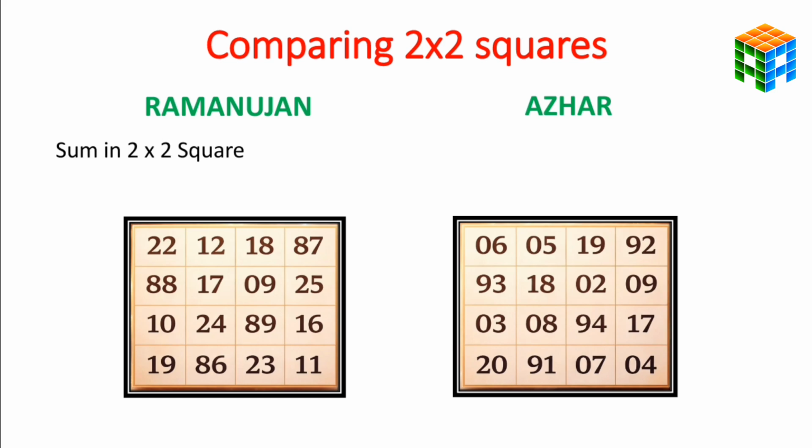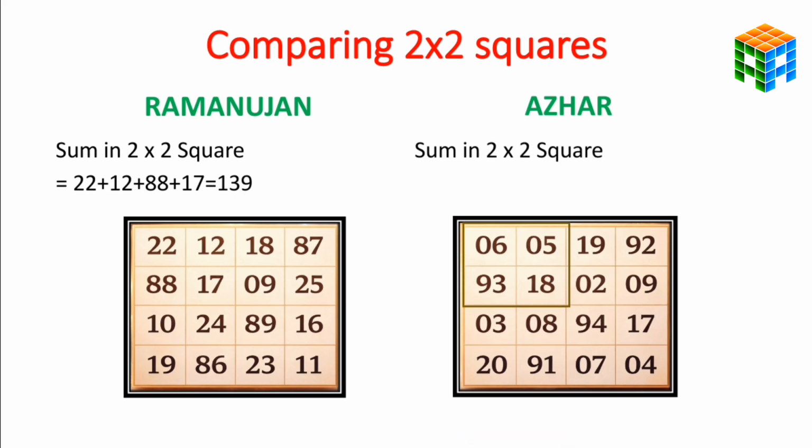In the Ramanujan square, take the top left, add all the elements, you get 139. Similarly, top right 139, bottom left 139 and bottom right 139. In my magic square, take the top left, add all the elements, you get 122, top right 122, bottom left 122 and bottom right 122. Marvelous. The sum remains the same. Ramanujan 139. For me it's 122.